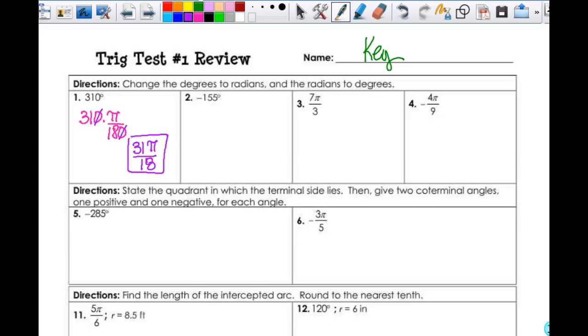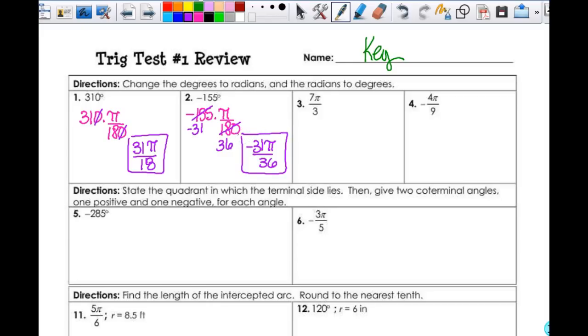All right, so then number 2, I got a negative 155. That reference angle is 25. That's not going to help me either. So I need to multiply negative 155 times pi over 180. Can't divide them by 10, I can't divide them by 2 or 3, but I can divide them by 5. So if I divide this by 5, 5 goes into 155 31 times, and when I divide 180 by 5, I get 36. 31, still a prime number, so it's negative 31 pi over 36.